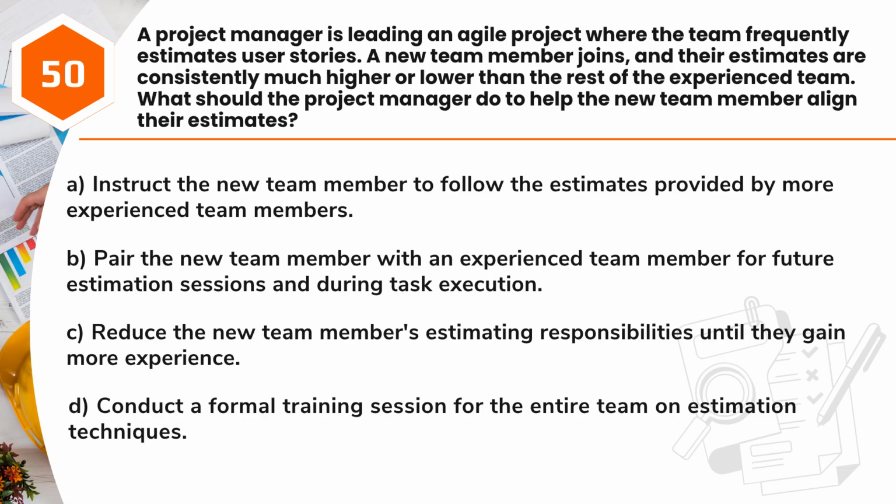Question 50. A project manager is leading an Agile project where the team frequently estimates user stories. A new team member joins, and their estimates are consistently much higher or lower than the rest of the experienced team. What should the project manager do to help the new team member align their estimates? A. Instruct the new team member to follow the estimates provided by more experienced team members. B. Pair the new team member with an experienced team member for future estimation sessions and during task execution.